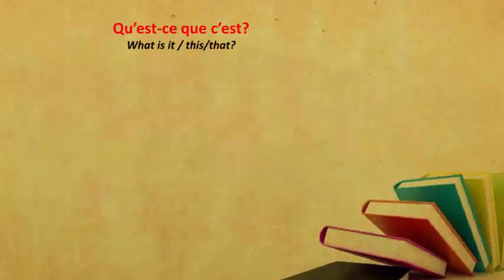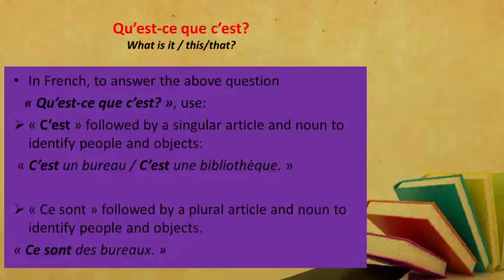Qu'est-ce que c'est? You've heard this question many times before. In English, what's it? What's this? What's that? We use the question qu'est-ce que c'est if you want to ask about something. In French, to answer the above question, use c'est followed by a singular article and noun to identify people and objects. When I say c'est un bureau, c'est une bibliothèque, c'est un professeur, c'est une élève, c'est un garçon, c'est une fille.